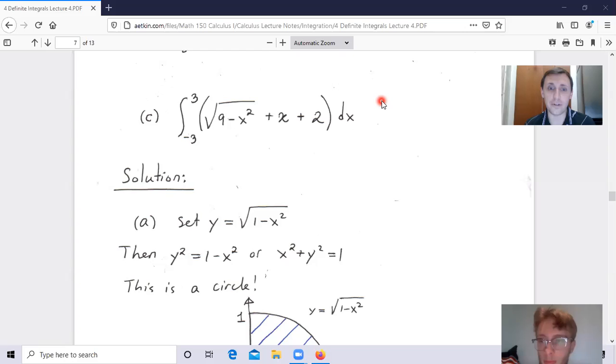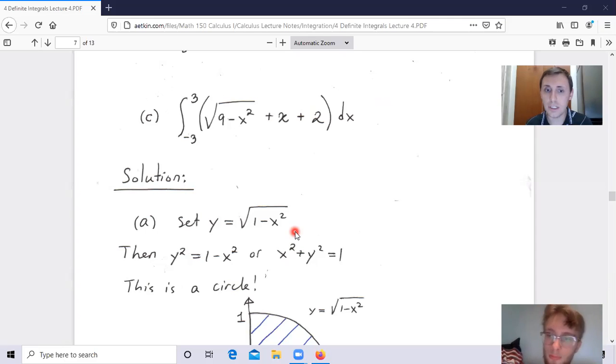What sort of curve is this skyline describing? X squared plus y squared is what? It is a what? Why are the answers not streaming? X squared plus y squared equals 1 is what sort of curve?